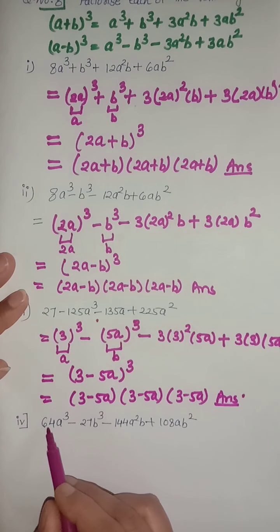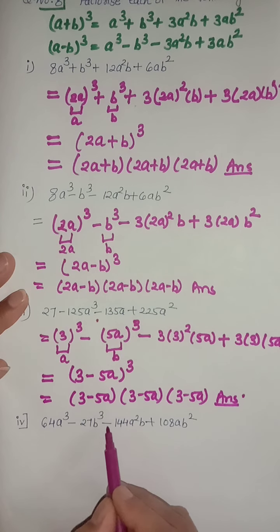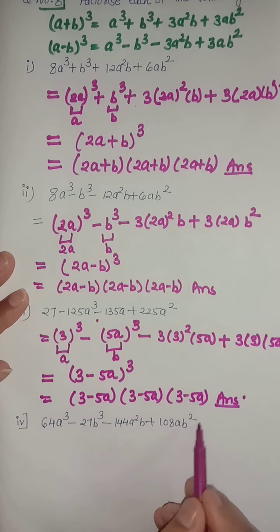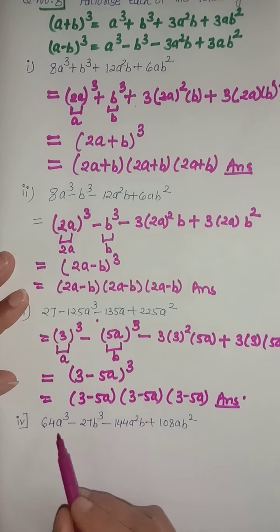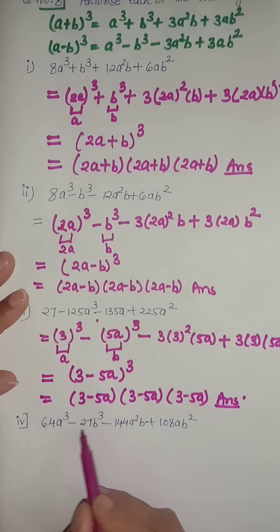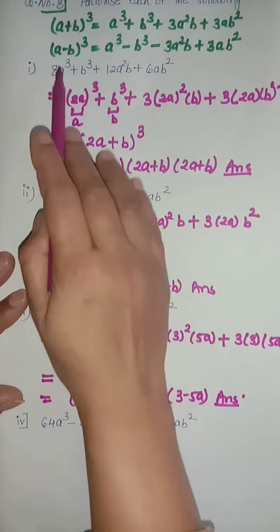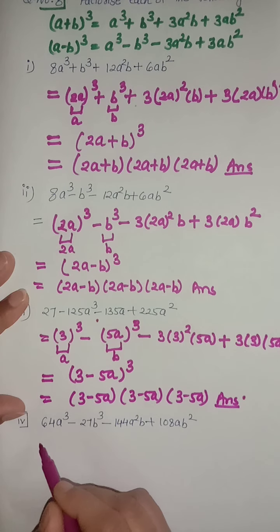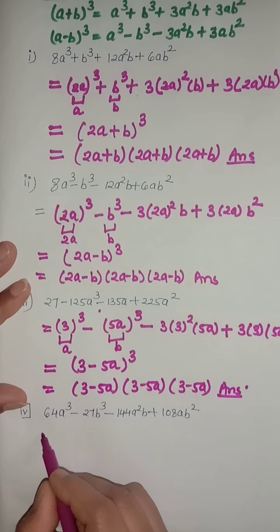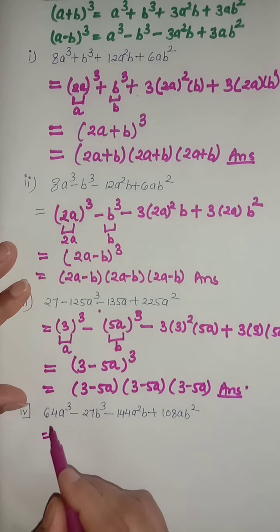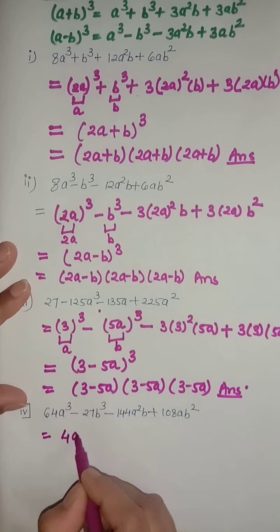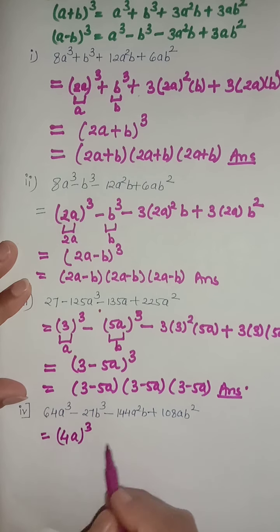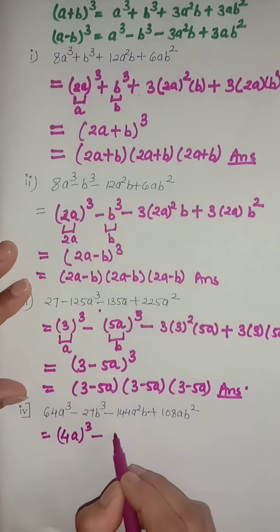Fourth question is 64a cube minus 27b cube minus 144a square b plus 108ab square. Again the first two terms are in the form of cube. It means we will apply the same process. How can we write 64a cube? 4a whole cube. 4 4s are 16 and 16 4s are 64. Minus 27b cube.